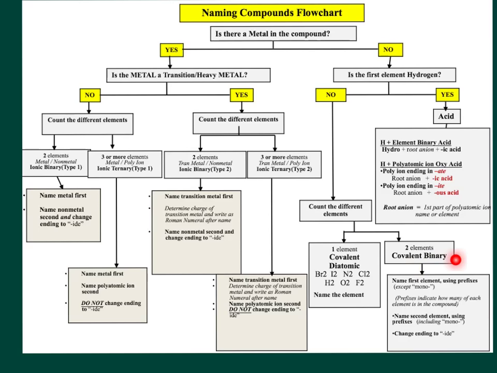One that you're probably very familiar with is carbon dioxide. Carbon and oxygen are both nonmetals. Dioxide means 2 oxygens, CO2. And again, we end it by using an IDE. So that's this flowchart, which should be very helpful for you.